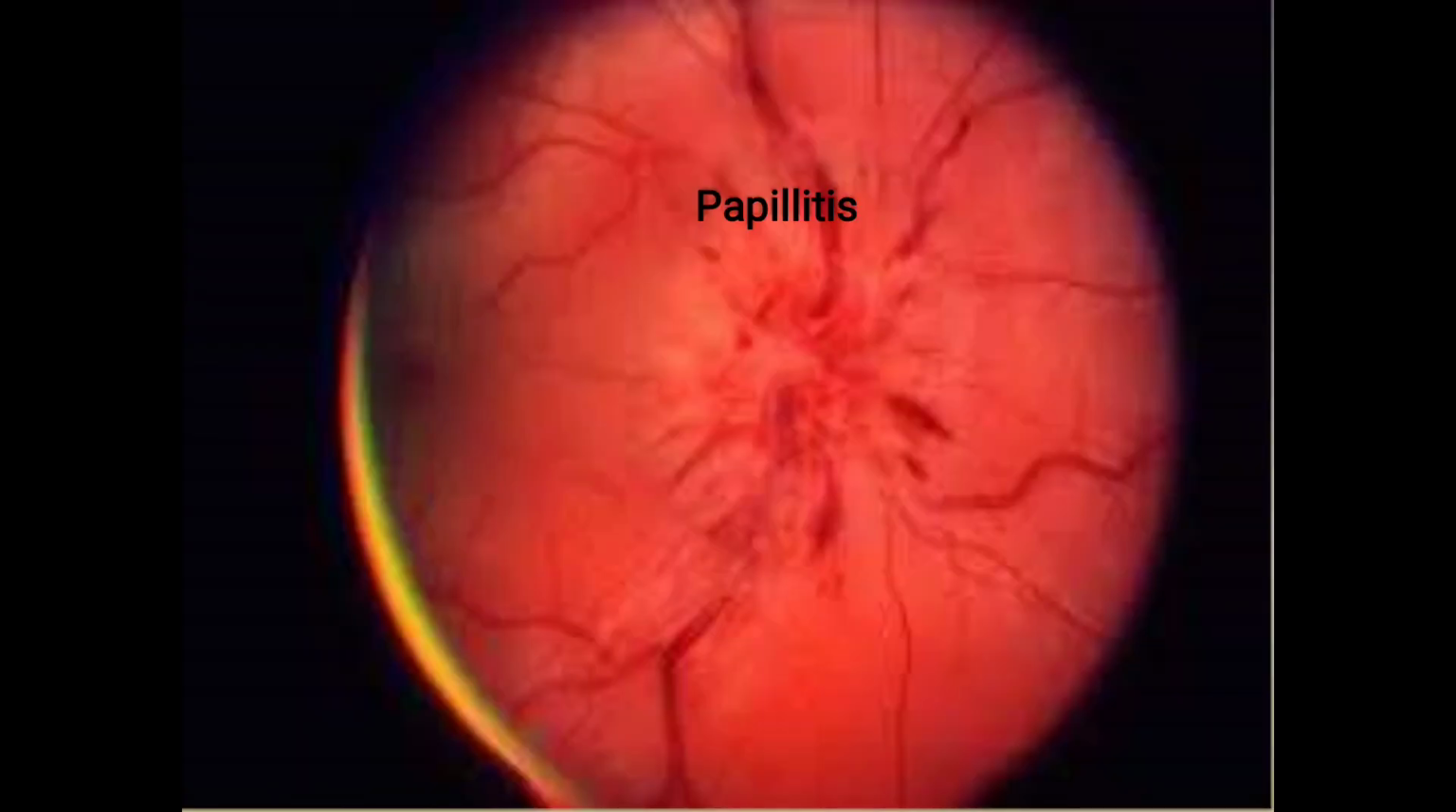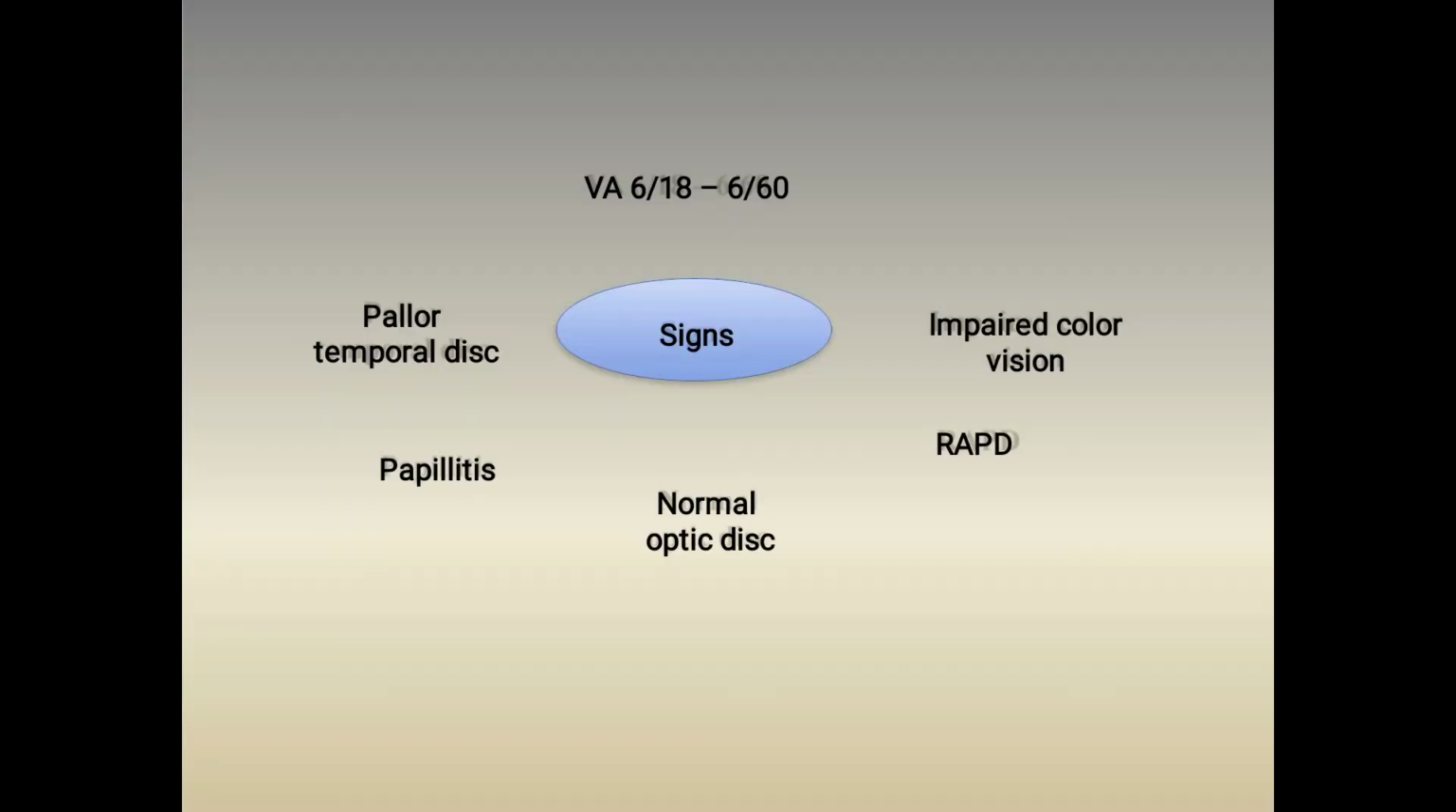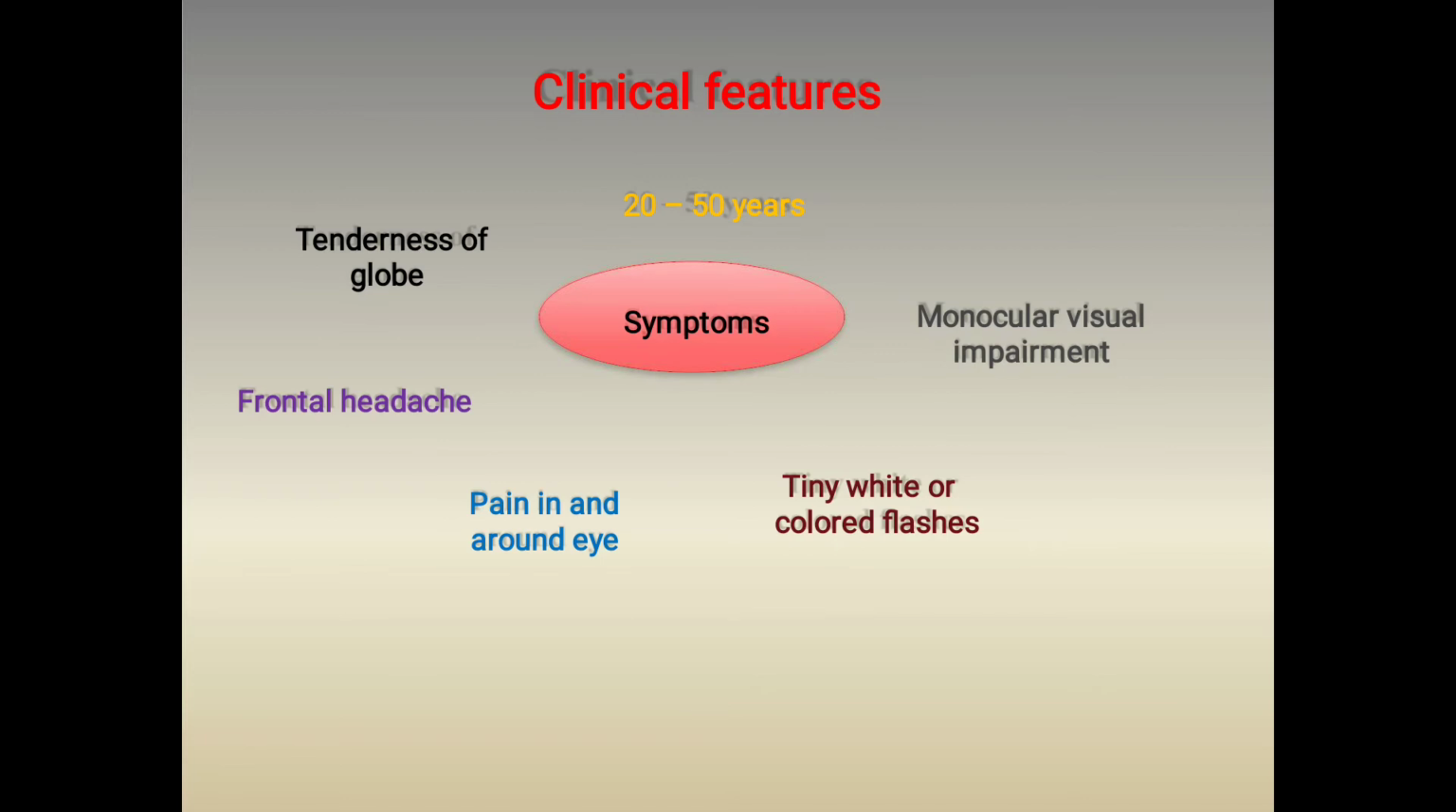So let us go to the previous slide. So what are the signs of optic nerve? Usually, let us first discuss the symptoms. So what are the symptoms? The symptoms are definitely reduction in vision in one eye, and there is pain around the eye. The pain is mild and it is there when the eye moves.